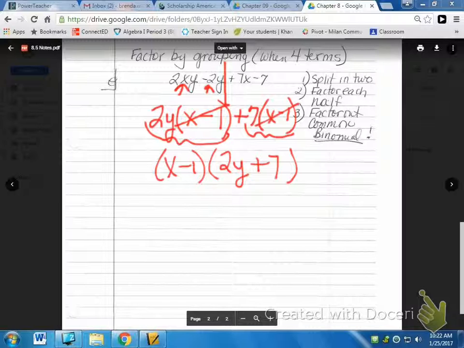So split it in half, take the common factor out of each half. What's in parentheses should be the same. That comes out first, and then in the last parentheses, write what's left.